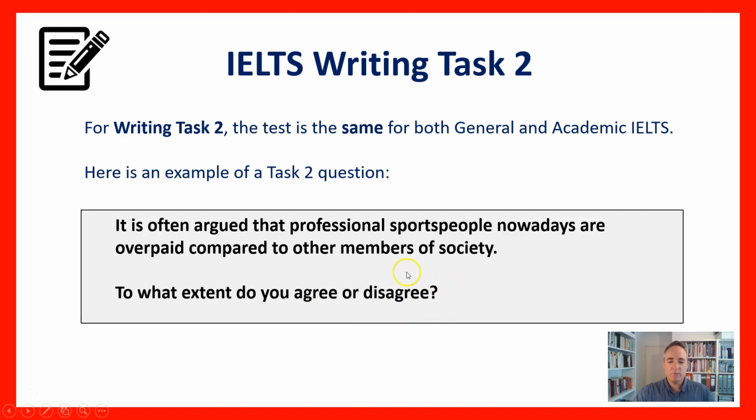So we need to think about this topic. Professional sports people are overpaid compared to other members of society. So for example, if you have a footballer, might be paid millions and millions of dollars or pounds per year, compared to a doctor or a lawyer, they're probably getting a lot more money, or compared to other members of society, people who just have your regular jobs.